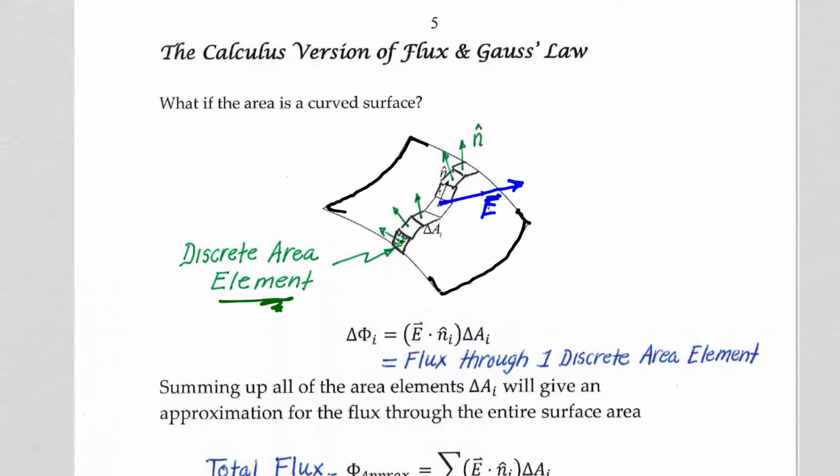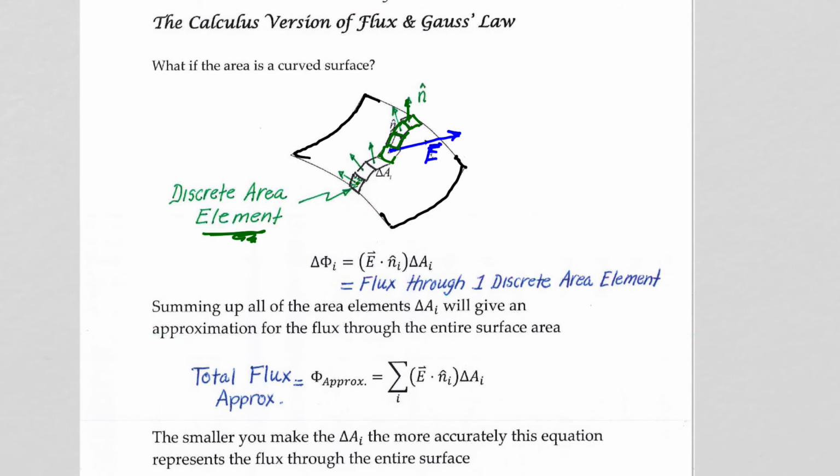Well, we can break that total surface up, as is shown here, into all these small discrete area elements. And we can put an n hat with each little area patch that makes up a portion of this total saddle area. And if we calculate the flux through one of those discrete area elements, that's exactly what we get. We get a portion of the total flux, what I call delta capital phi. So now we can get an approximation for the total flux by just doing a summation of all of those area patches. So we get our approximation for the total flux through that area.